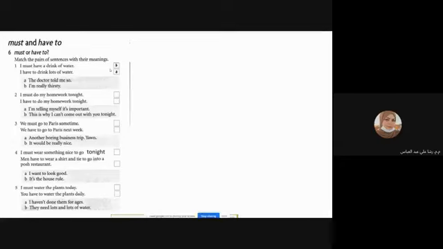4. I must wear something nice to go tonight. يجب أن أرتدي شيء جميل الليلة. I want to look good. أنا أرغب أن يعني أظهر بشكل جيد. 2. Men have to wear shirt and tie to go into posh restaurant. It is the house rule. الرجال يجب أن يرتدون قميص وربطة العنق للذهاب إلى المطعم الفاخر. It is the house rule. يعني قاعدة المطعم.